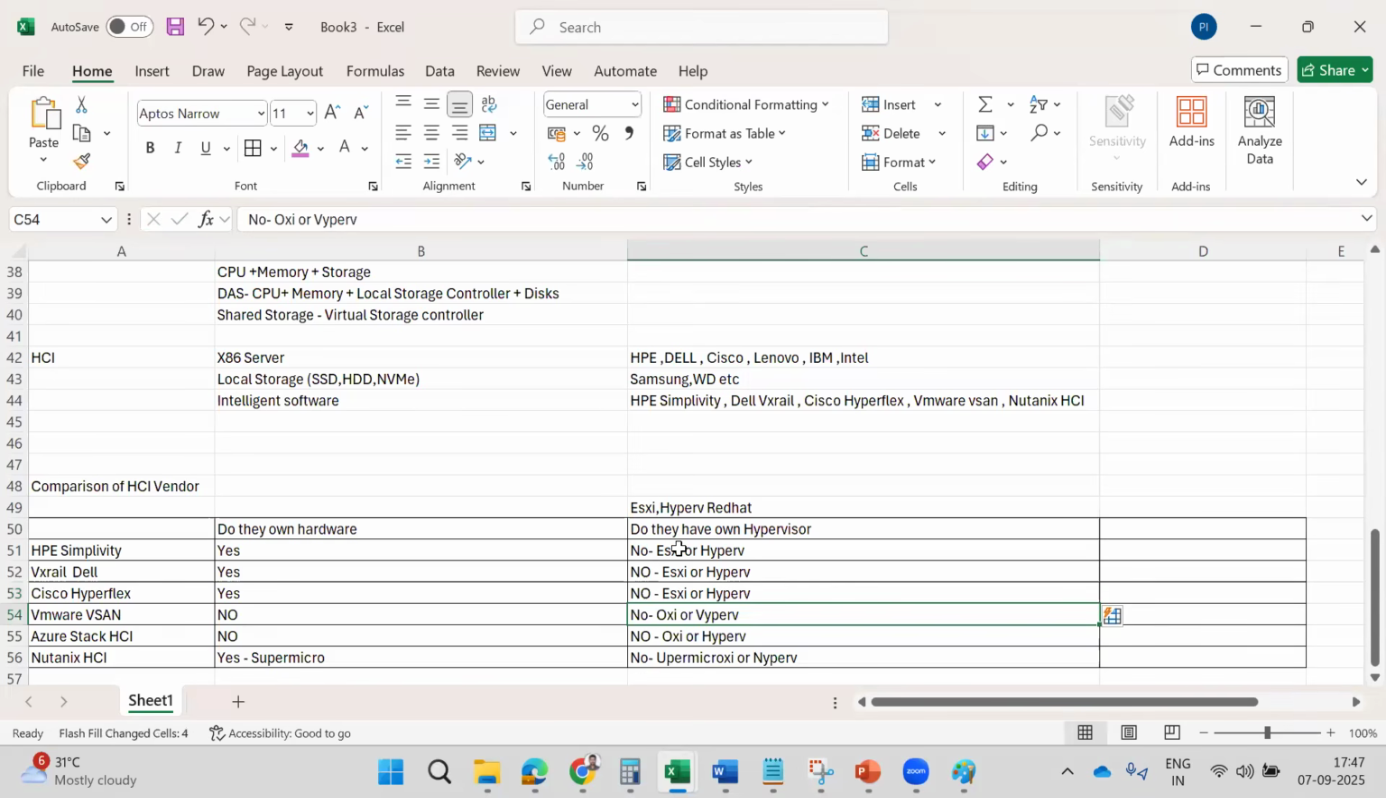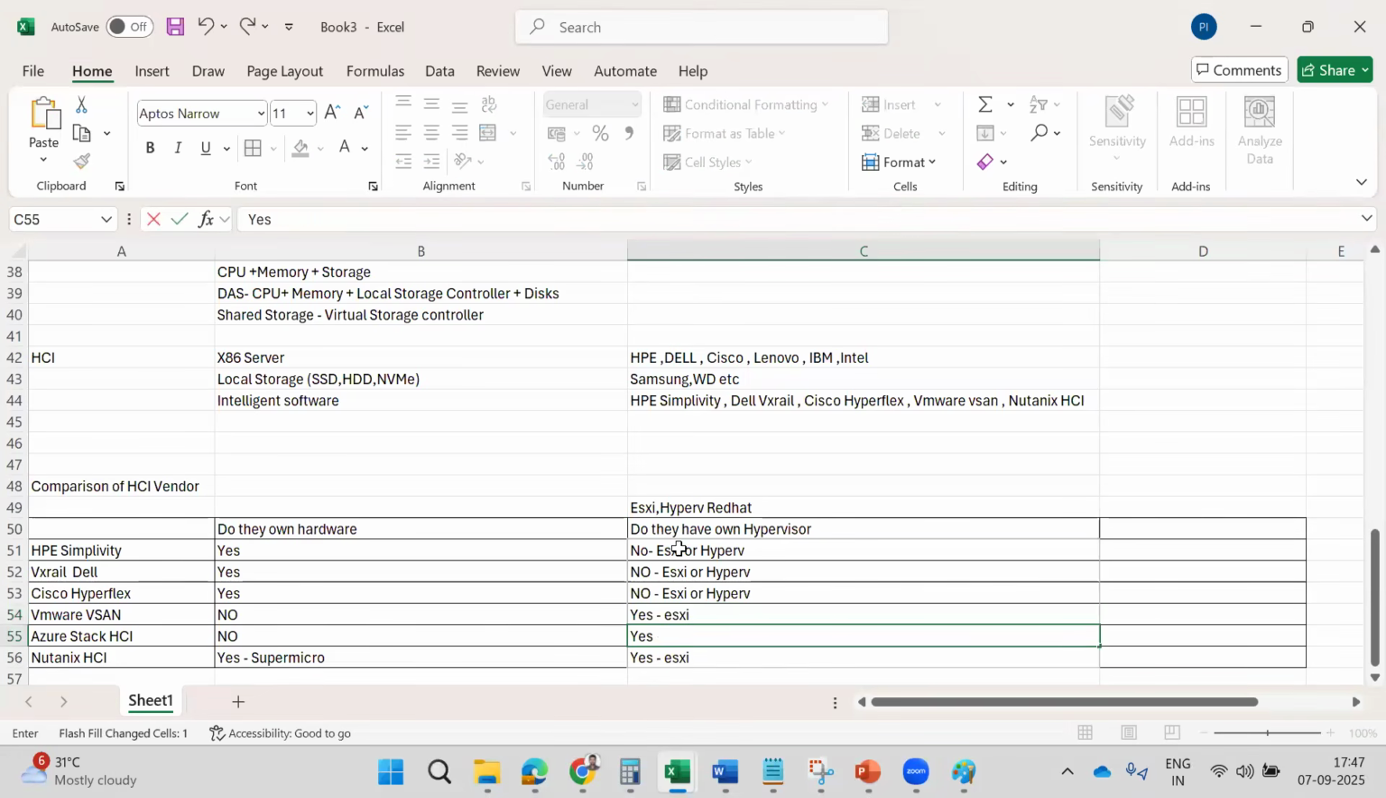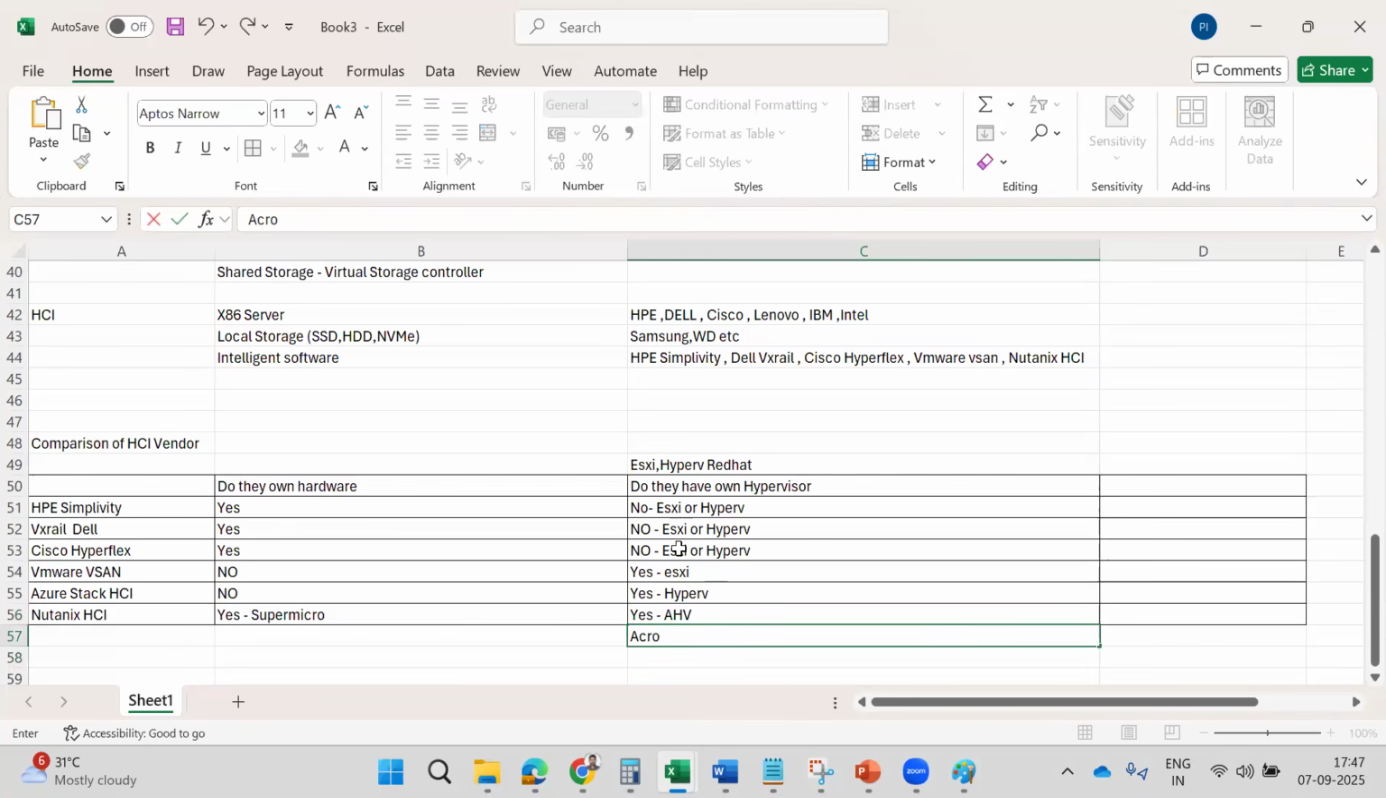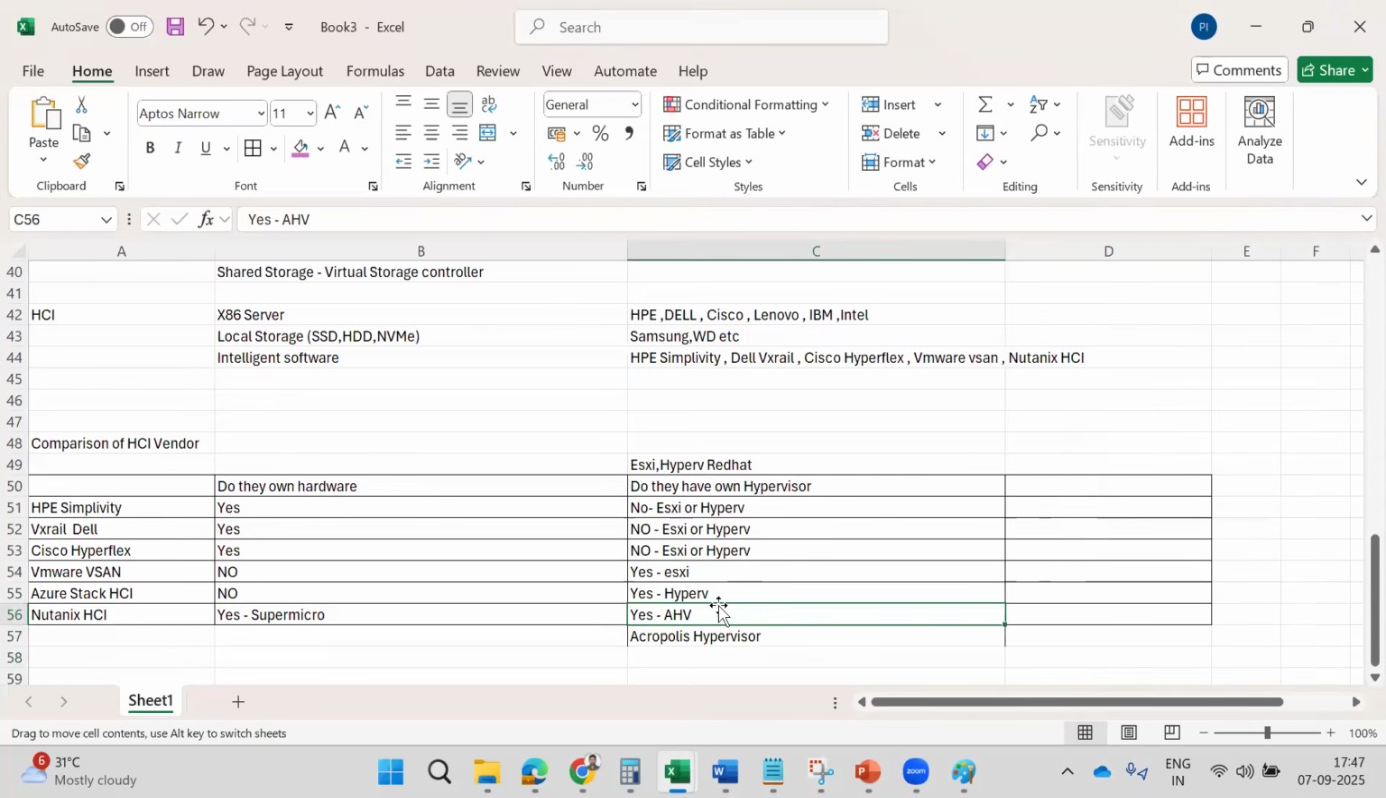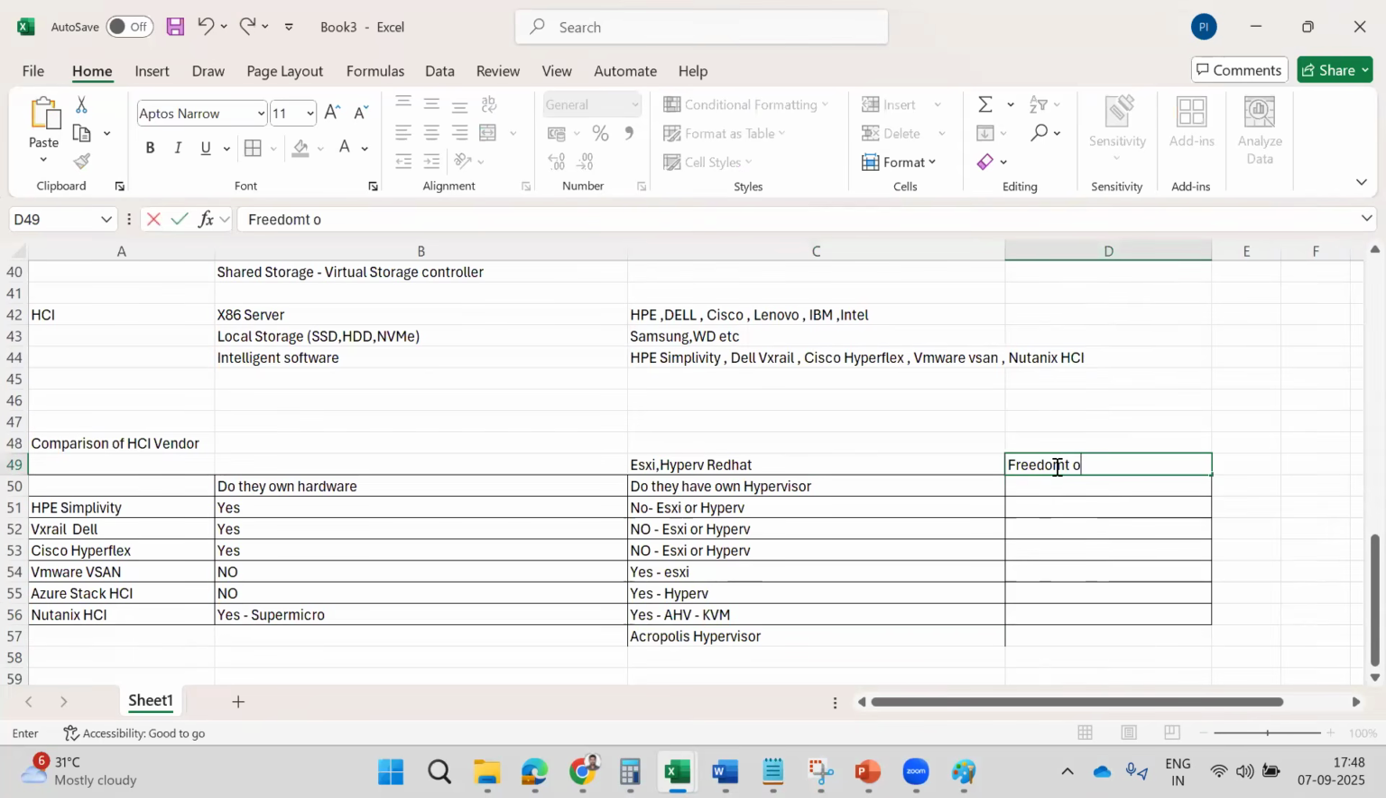For VMware vSAN, yes, ESXi. Azure Stack HCI, yes, Hyper-V. Nutanix HCI, yes, they have their own hypervisor called AHV, Acropolis Hypervisor. This is their own hypervisor. Again, it is not fully their own, it is open source, like we have something called KVM. They take the open source, rebrand, and sell it in the market. Okay. Next, do you have freedom to choose different servers?